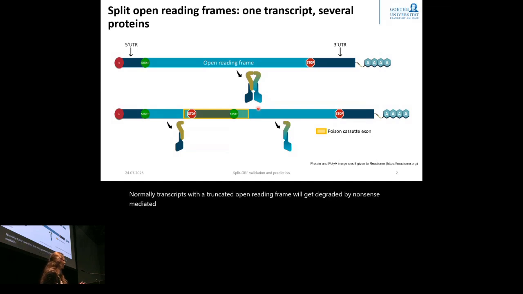But this is not always the case. And if this transcript persists, then this truncated open reading frame can get translated into a partial protein product. And if further downstream there is another in-frame start codon, there is a second truncated open reading frame that can also be translated into a partial protein product.